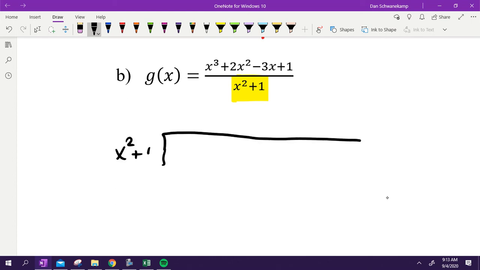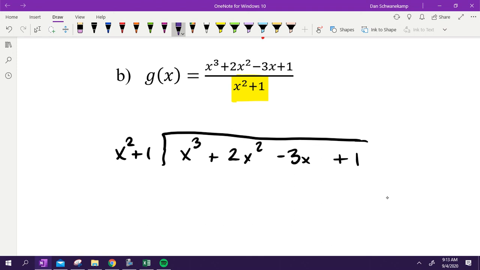We're putting x squared plus 1 on the outside, and on the inside it's x cubed plus 2x squared minus 3x plus 1. Okay, give yourself space, write it out nice and neat. If you try to press everything together is when you make a mistake. Then we're going to go through it.